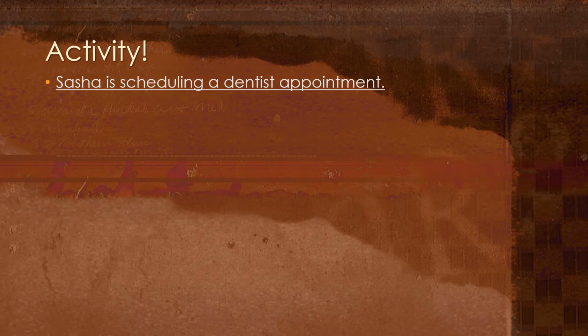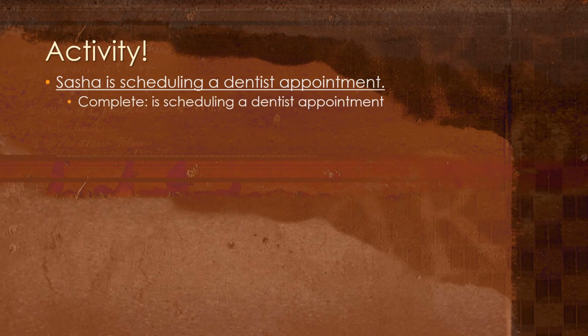A few more examples of predicates, again, just to kind of hammer home the point. Sasha is scheduling a dentist appointment. Now, this example is a little bit different from what we've seen before, and I'll explain very quickly here. If we look at the subject first in this sentence, just like we had with Bobby and Tara, it's Sasha. Sasha is the one doing the action in the sentence. And of course, that leaves us with the rest of the sentence for the complete predicate, is scheduling a dentist appointment. Now, the tricky part with this sentence comes with the word is.